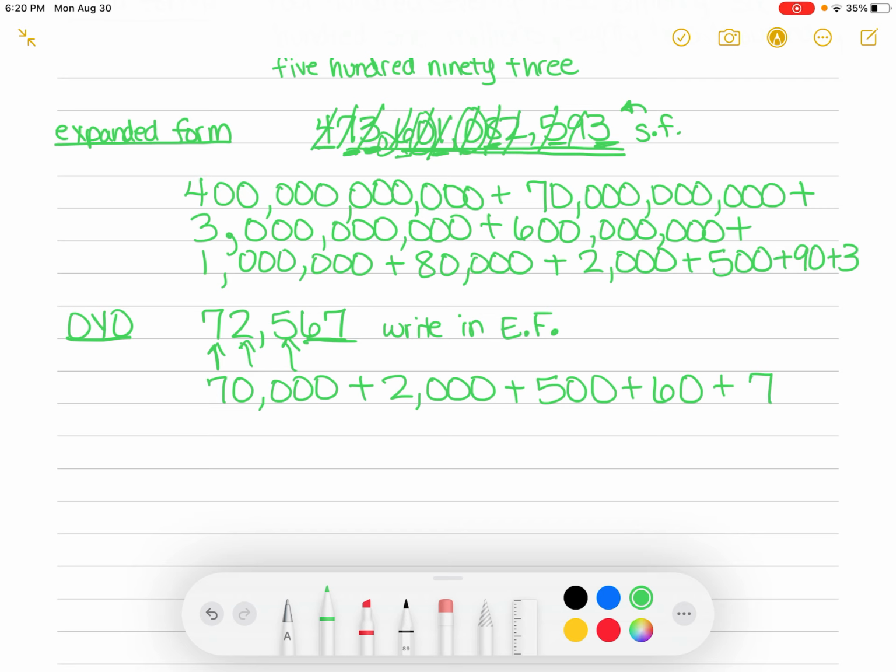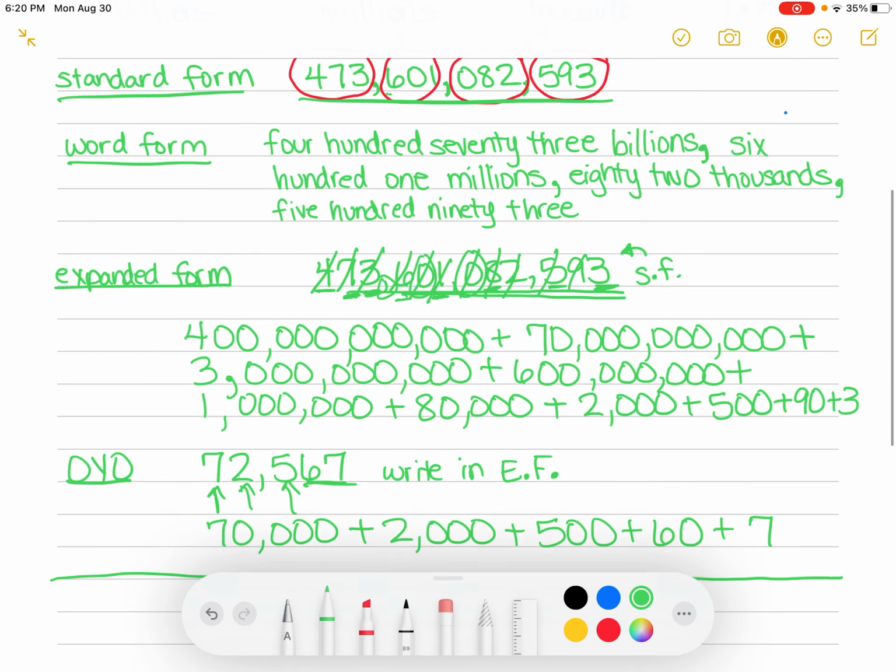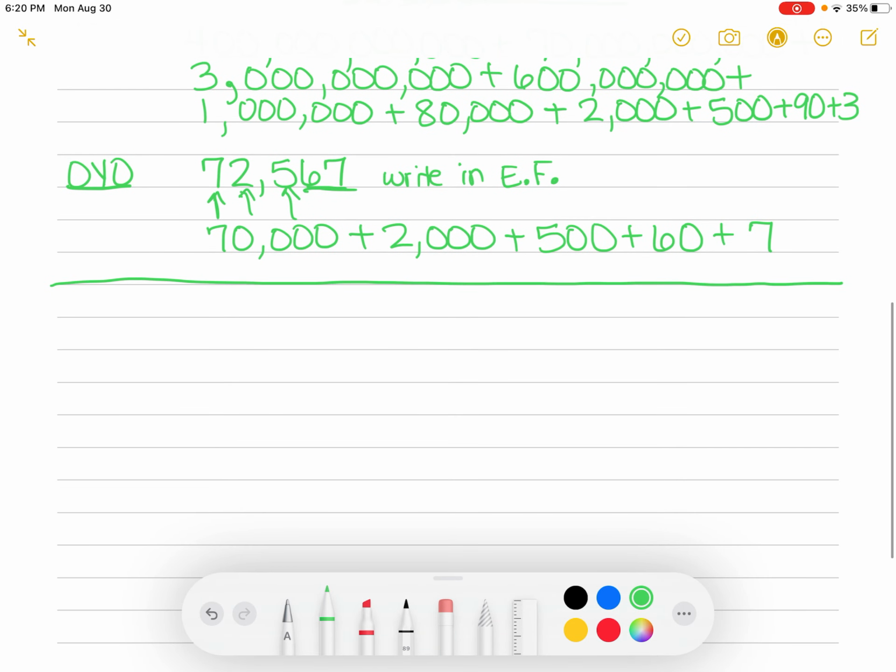Okay, next section. Okay, so that was all on place value. In the next section, we're going to do comparing and ordering, but we're not going to do any ordering on our notes because you just use the same strategies that you use for comparing whole numbers. Okay, let me get the examples up here. Okay, give me just a second.